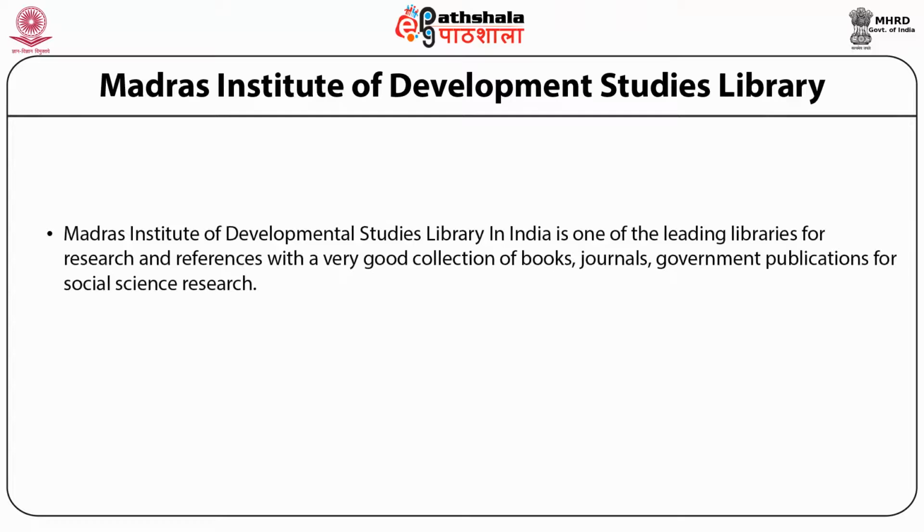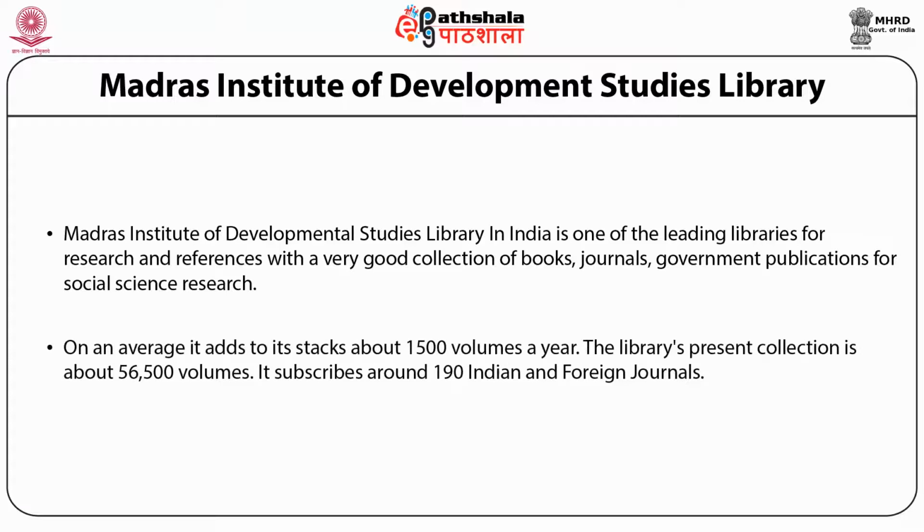Madras Institute of Development Studies Library is one of India's leading libraries for research and reference with a very good collection of books, journals, and government publications for social science research. On an average, it adds to its stacks about 1500 volumes a year. The library's present collection is about 56,500 volumes. It subscribes to around 190 Indian and foreign journals.